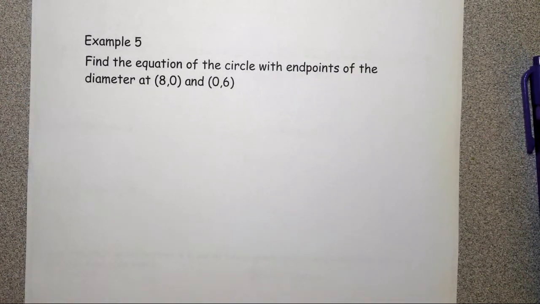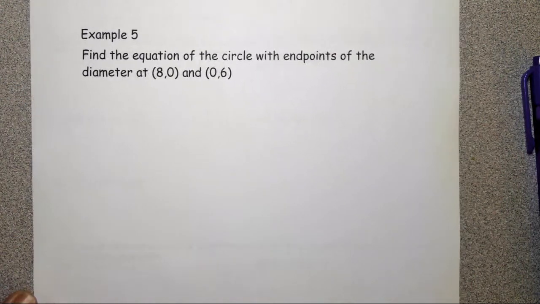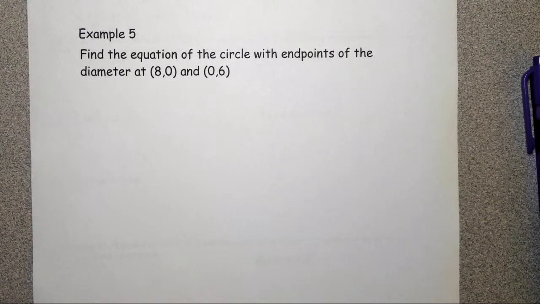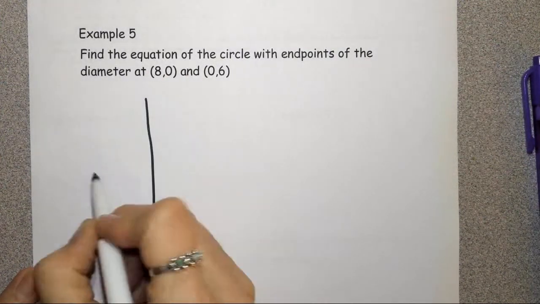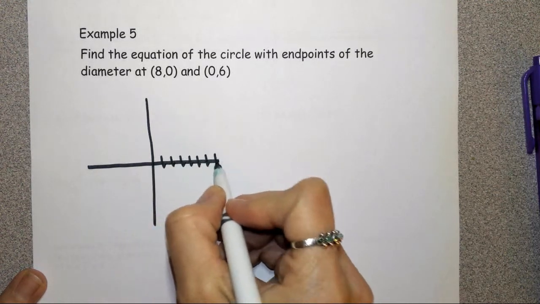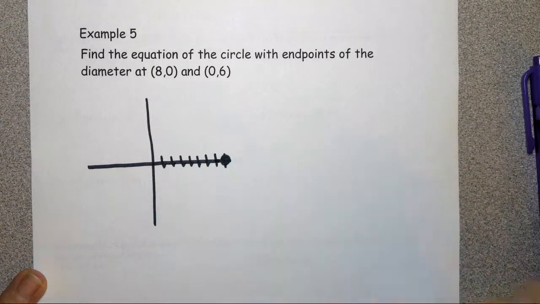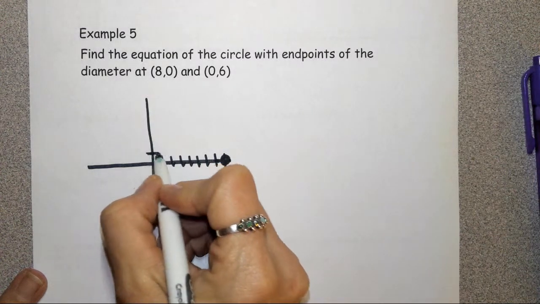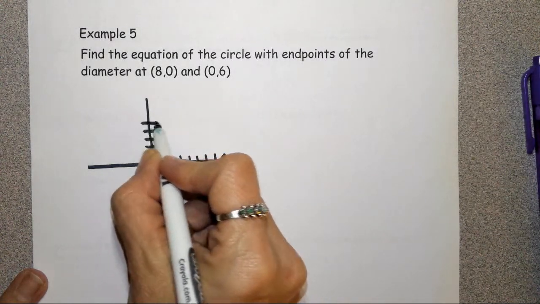Number 5. Find the equation of a circle with endpoints of the diameter at 8, 0, and 0, 6. All right, so we're going to do a little sketch here. 8, 0, 1, 2, 3, 4, 5, 6, 7, 8. There's 8, 0. 0, 6, 1, 2, 3, 4, 5, 6.